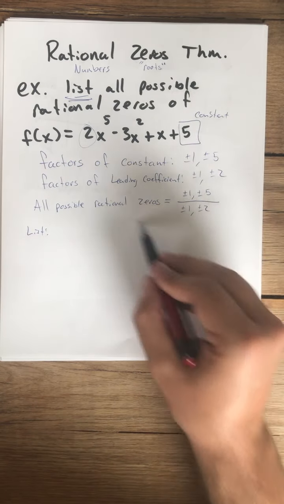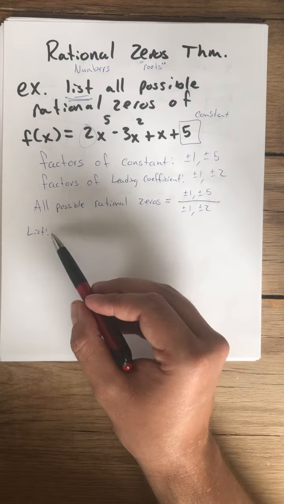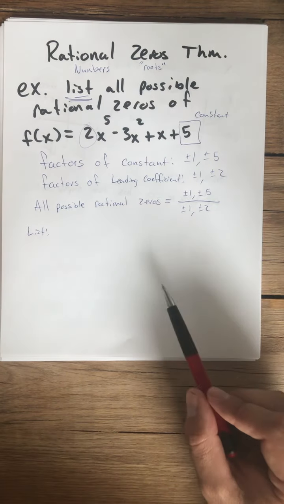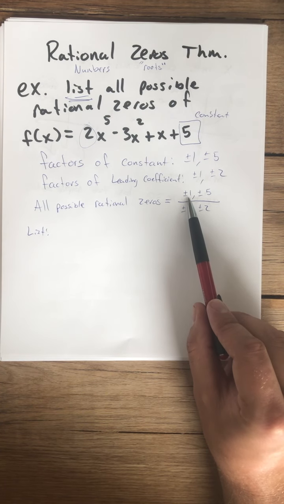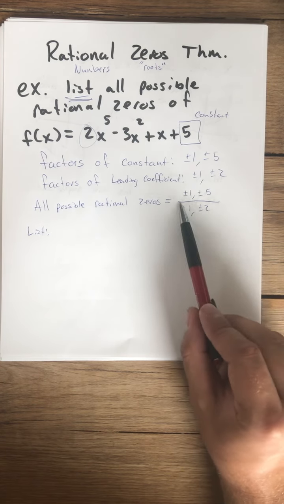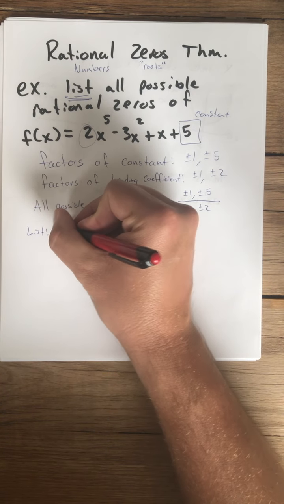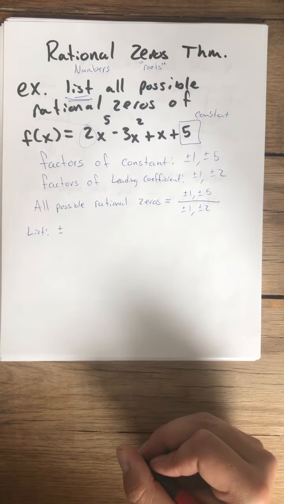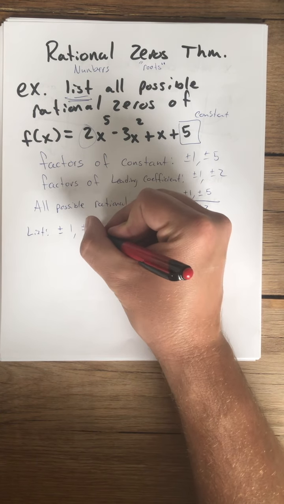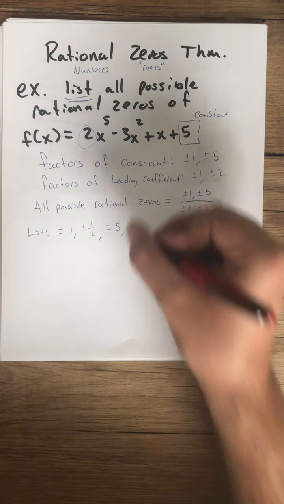So this is a sloppy way to write the answer, but we can see what's going on, and then we're going to make the list. So all possible rational zeros, this is what the rational zeros theorem says, are all combinations of the factors of the constant divided by the factors of the leading coefficient. So all of them are plus or minus, so I just generally put a plus or minus out front. So you've got 1 over 1, and then 1 over 2, then you've got a 5 over 1, and a 5 over 2.